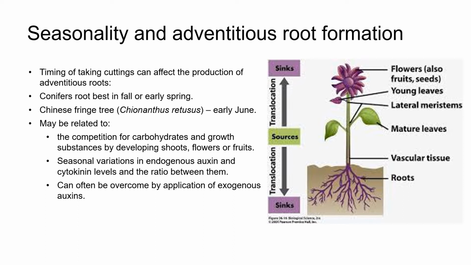This seasonal aspect to rooting may be related to competition for carbohydrates and growth substances by developing shoots, or by developing flowers or fruits. It may also be related to seasonal variations in endogenous auxins and cytokinin levels, and the ratio between these two growth hormones. A seasonal lowering of endogenous auxins can often be overcome by applying exogenous auxins at the base of a cutting or as a foliar feed.